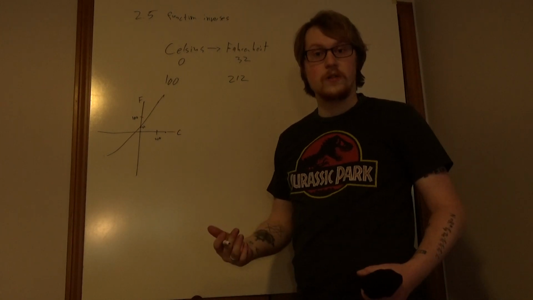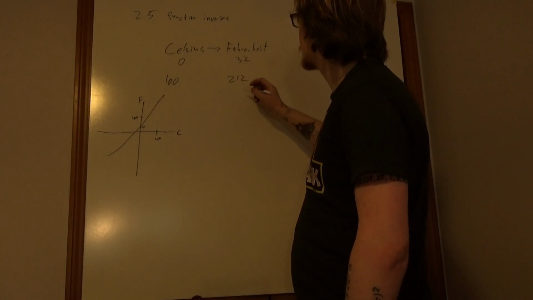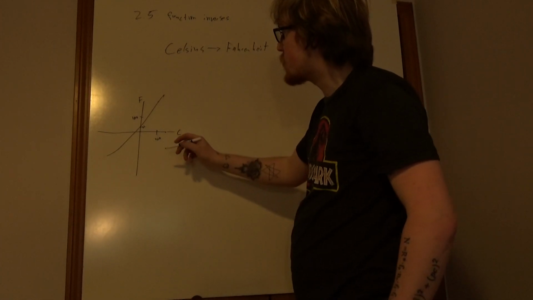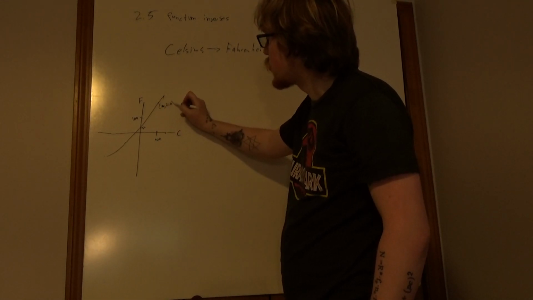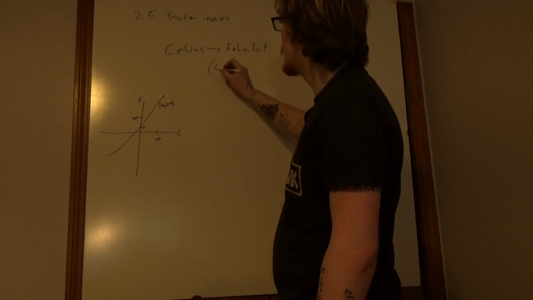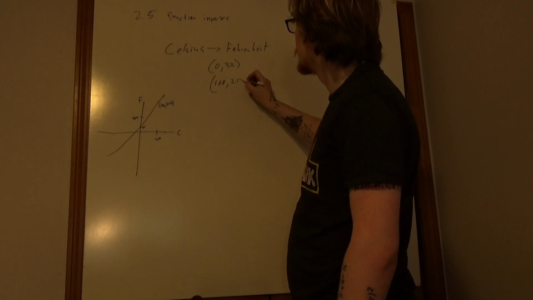Now, let's figure out the equation for this line. The way we do that is we use these points and reorganize them into coordinate pairs, because this is the point (100, 212), and likewise, that's the point (0, 32). So we have (0, 32) and we have (100, 212).